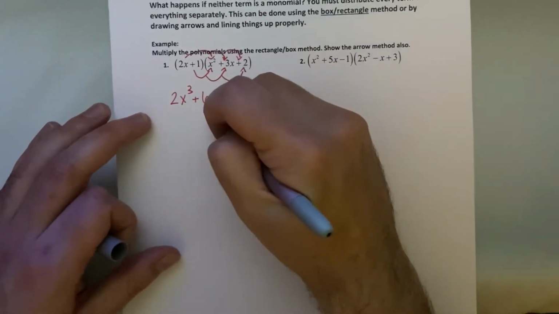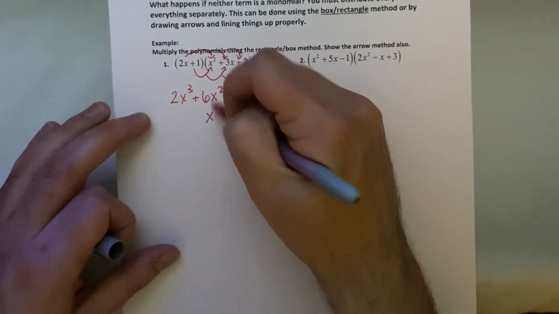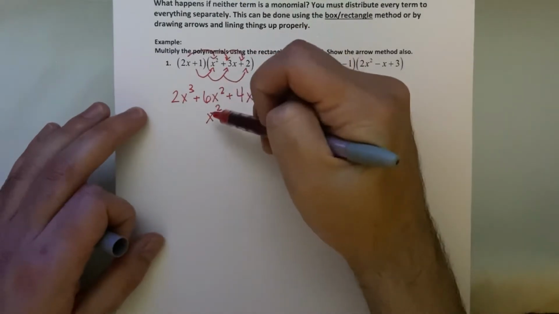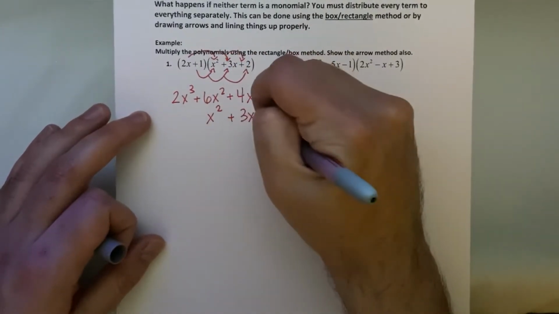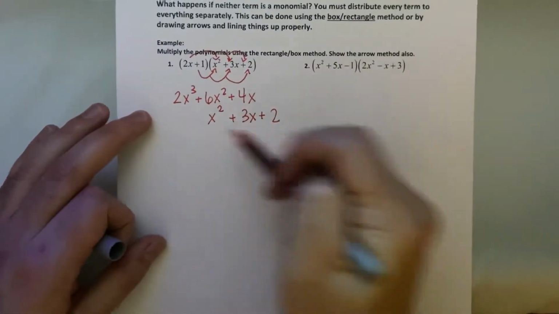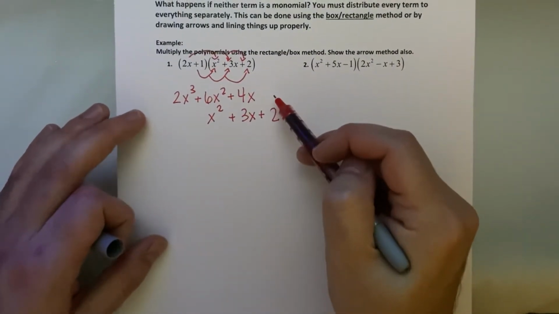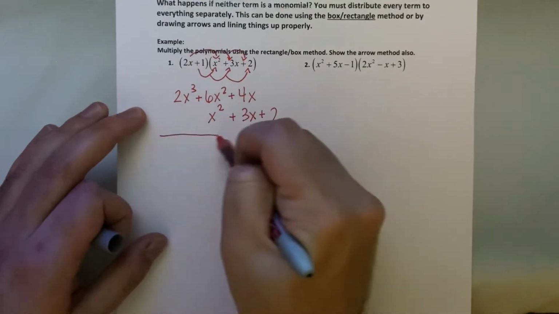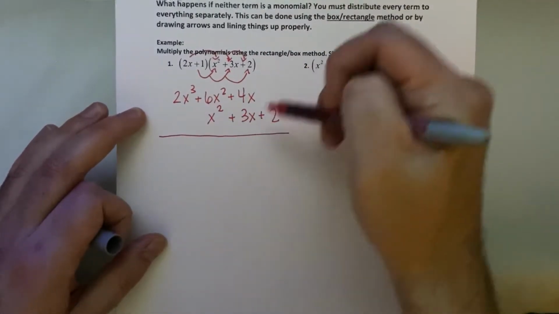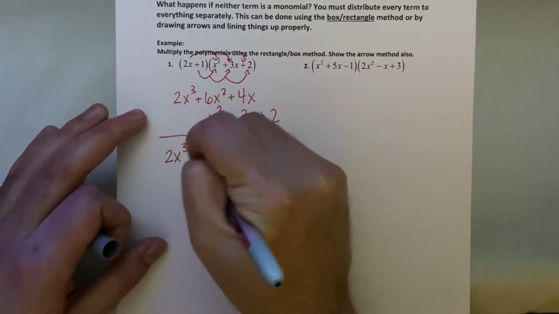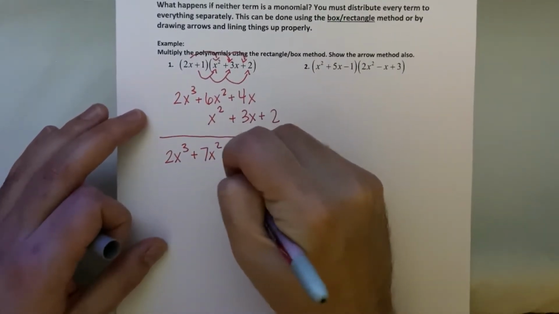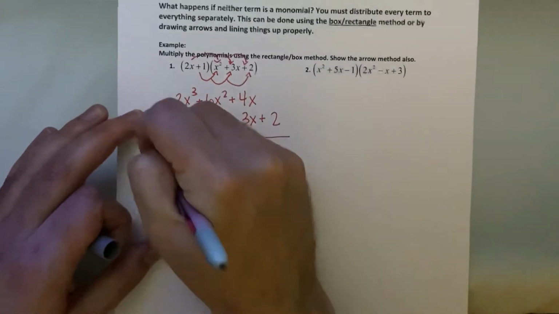1 times x squared is x squared. Notice that I lined that up with the other x squared term so that I can add vertically later. 1 times 3x is 3x. 1 times 2 is 2. 2 is sticking out on the end because there was nothing to combine it with from the previous set of multiplication, so that when I add everything in common, we get 2x cubed plus 7x squared plus 7x plus 2.